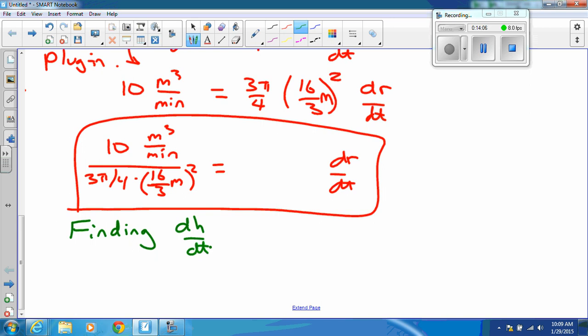And those two ways correspond to starting with the two rates that we know already. What two rates do we know already? We know dr/dt and we know dv/dt. And you can get to dh/dt from either one of those rates.